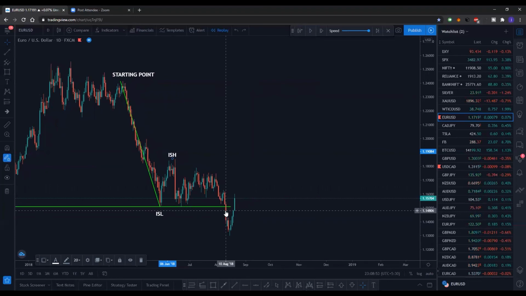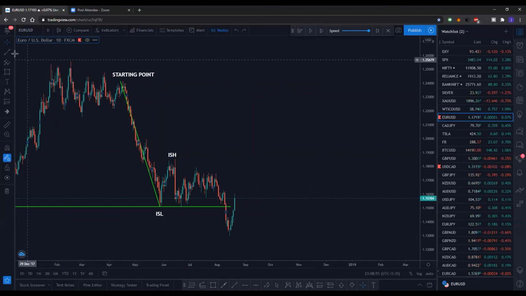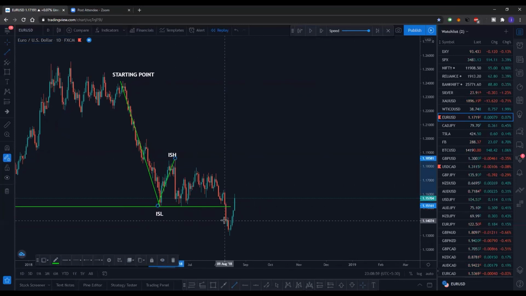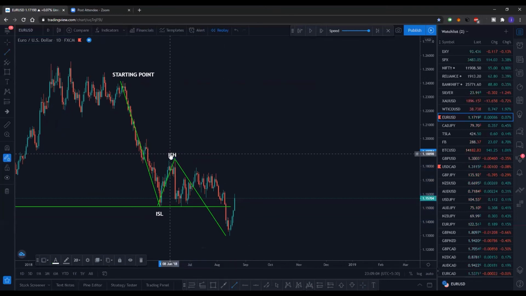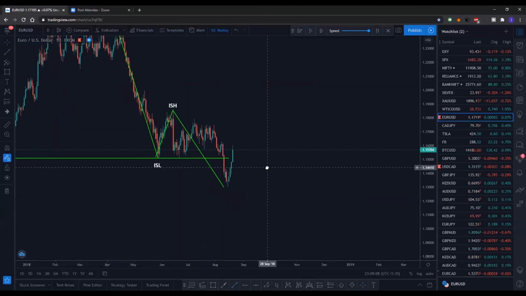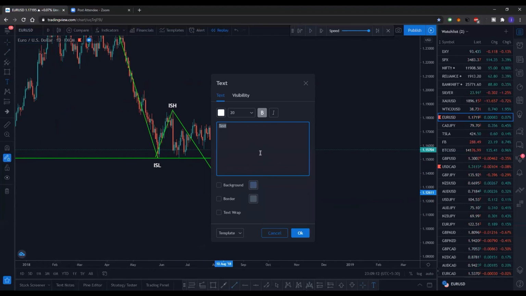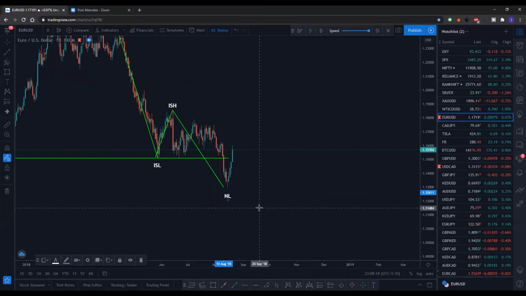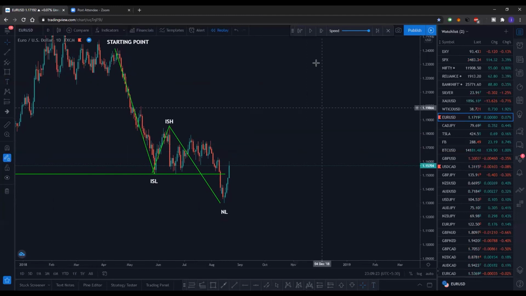Yep. We have a break and close below the initial structure high. So this was the big move. All right. So this becomes our initial structure high, and this becomes our new low or swing low, anything you want to say. I will mention new low. Or new lower low, whatever you want to call it.